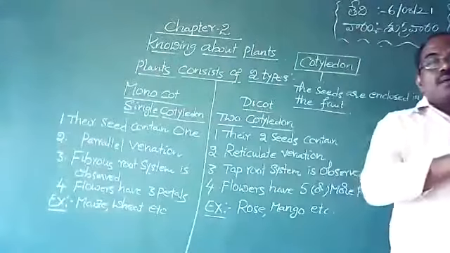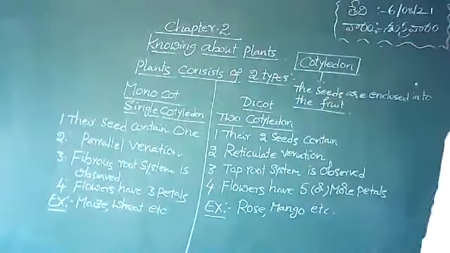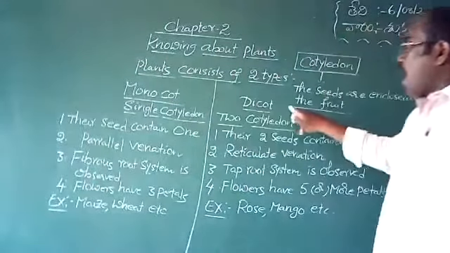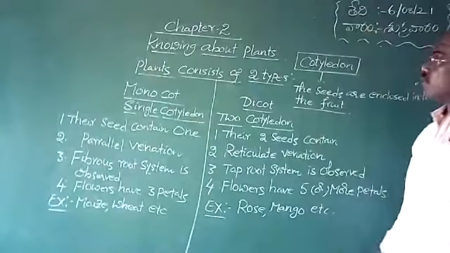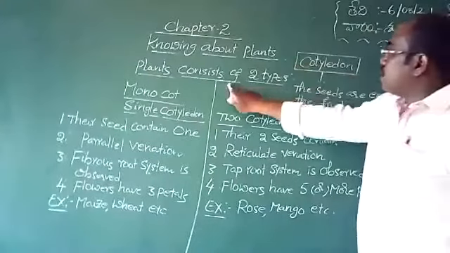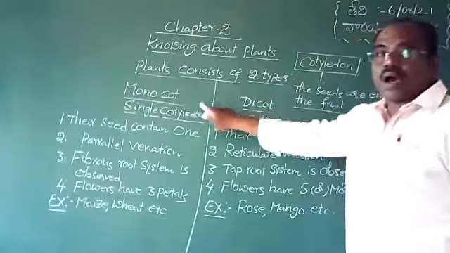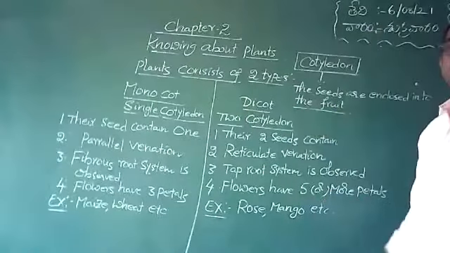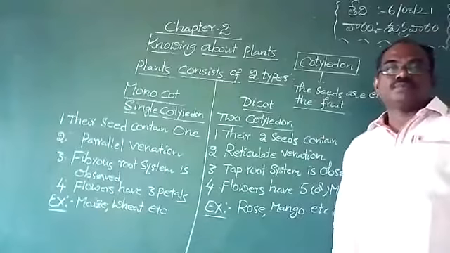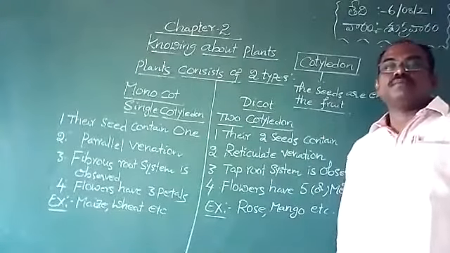These are the differences between monopart and dipart plants. Plants mainly consist of two parts, monopart and dipart. Write down all of you, my dear students, write down this one.